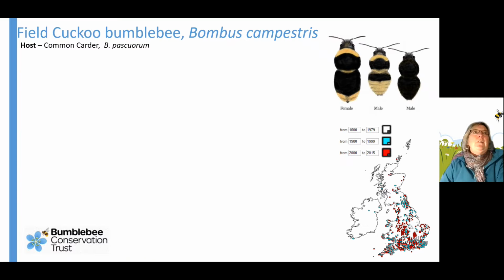Okay, and last but not least, the field cuckoo bumblebee, Bombus campestris. This species is a cuckoo bee of the common carder, Bombus pascuorum, and probably other carders as well, some of the rarer carders. So it has almost an appearance of gingeriness.